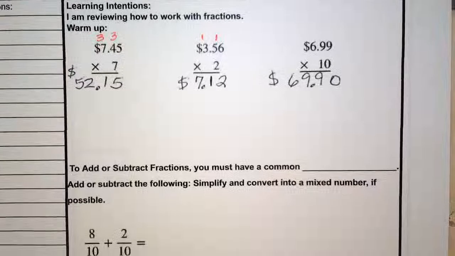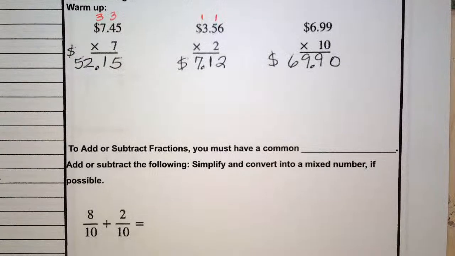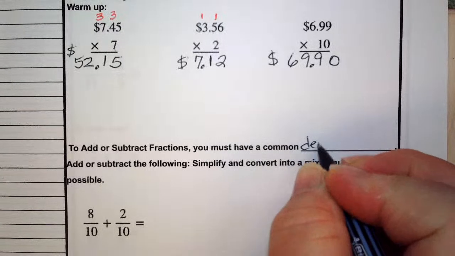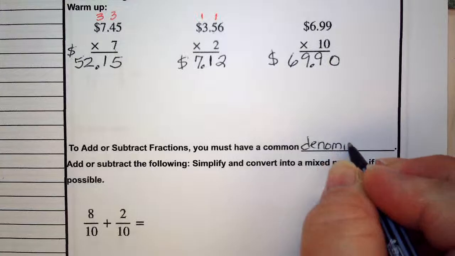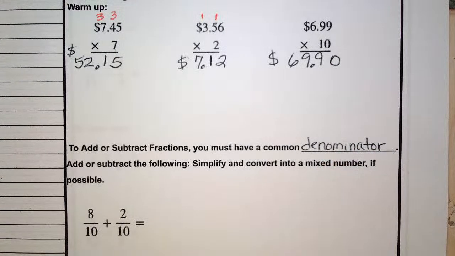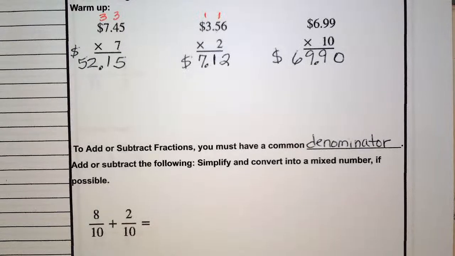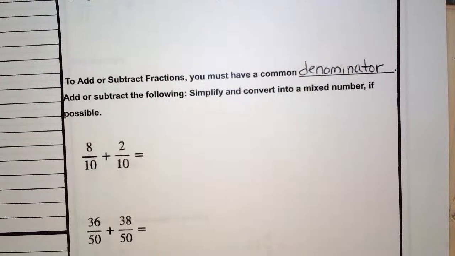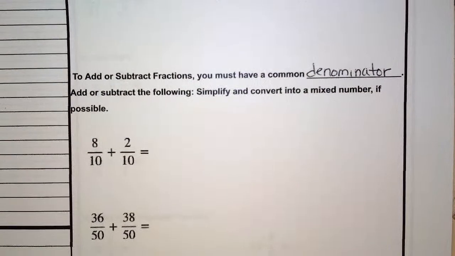Getting back into fractions, it's been a while. To add or subtract fractions, you must have a common what? Denominator. So if you don't have a common denominator, you have to create it. So the directions are to add or subtract the fractions, simplify and convert into a mixed number if possible.